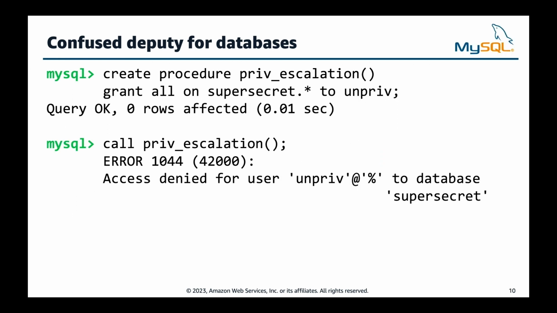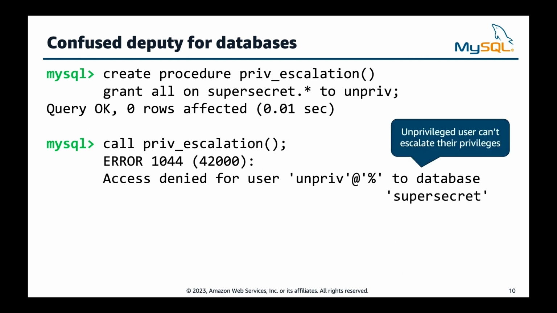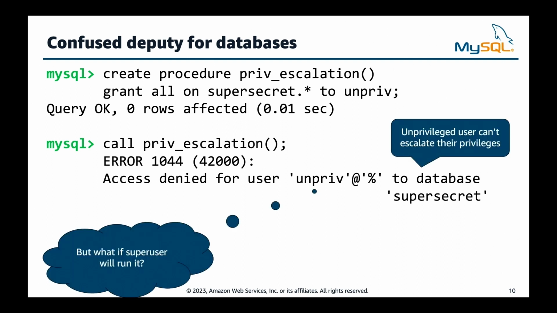In MySQL, this is a MySQL notation, I created a privilege escalation function which will grant all privilege to the super secret database schema. And if I try to run it, it says access denied. But again, what if the superuser runs this? Can we trick the superuser to do that?